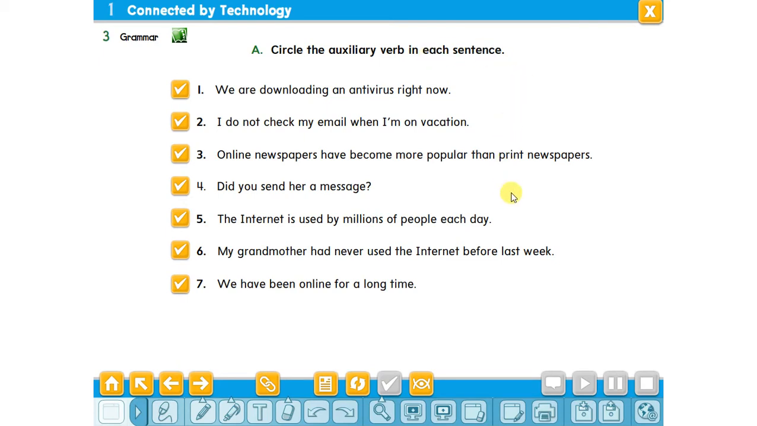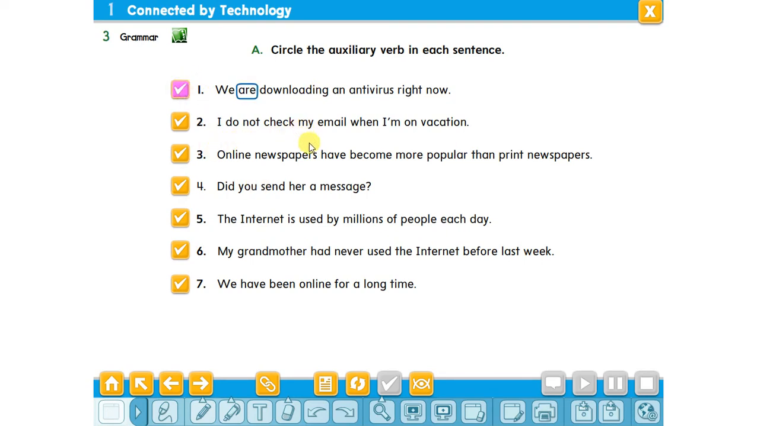Where is the auxiliary verb? Remember, auxiliary verb means that you have a main verb. Without a main verb, it is not an auxiliary verb. Here, we are downloading an antivirus right now. Where is the auxiliary verb here? If we have one, of course. It's are. Are here goes with downloading. This is a verb. So are is the auxiliary verb.